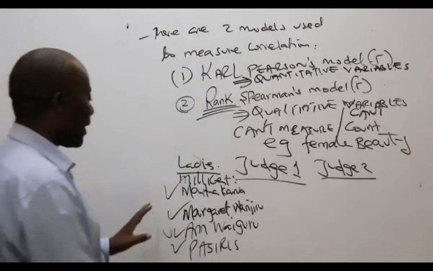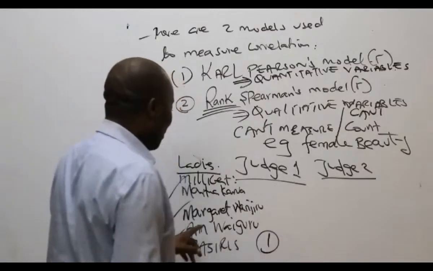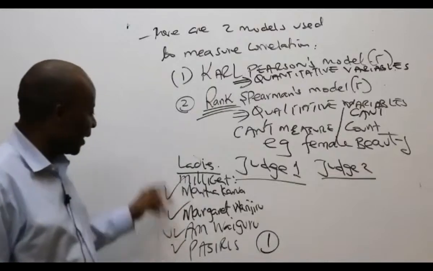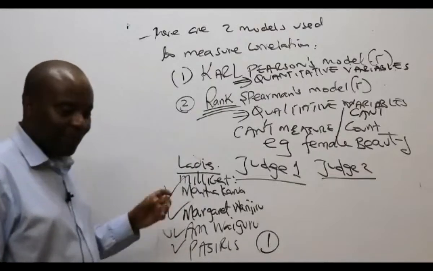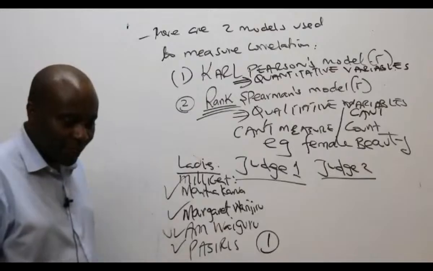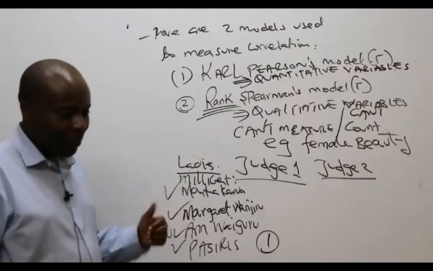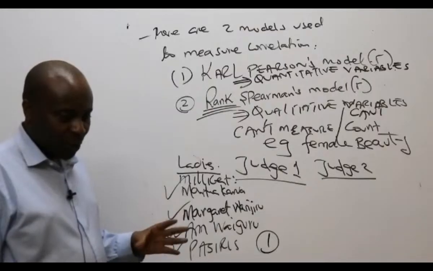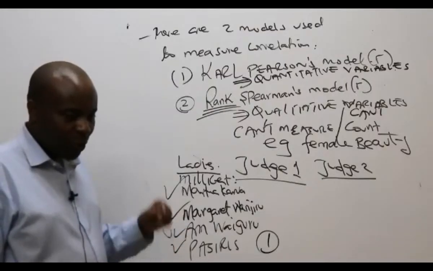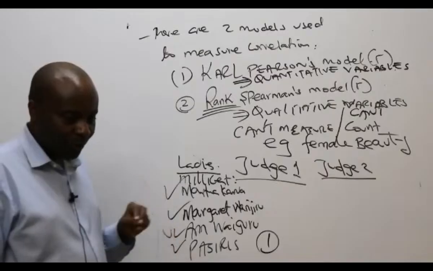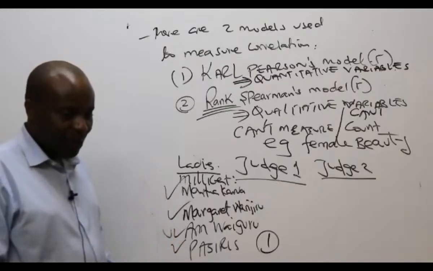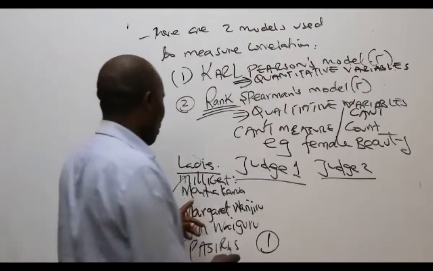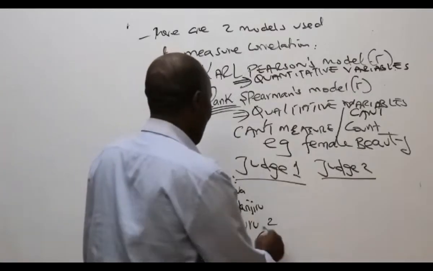So Gibson has said Pasaris is number 1. Thank you very much. How about number 2, Gibson? Quickly, Gibson. Number 2, let's just say the first letter. There are many Ms. Who is number 2? According to Gibson, Waiguru takes number 2.